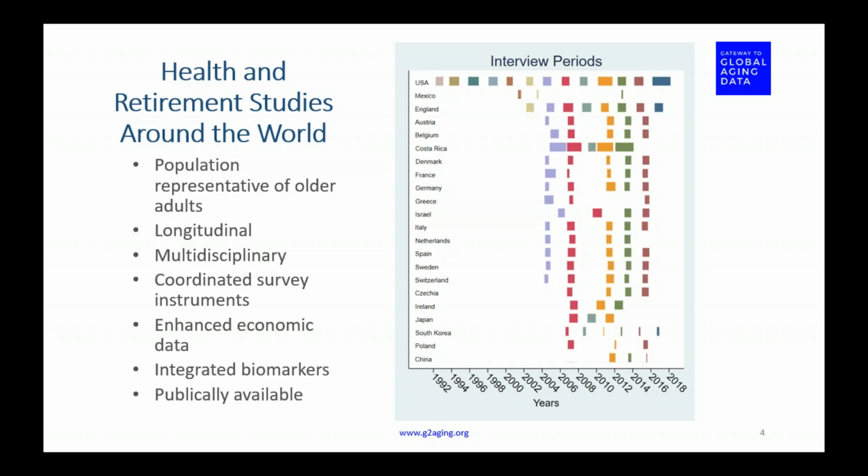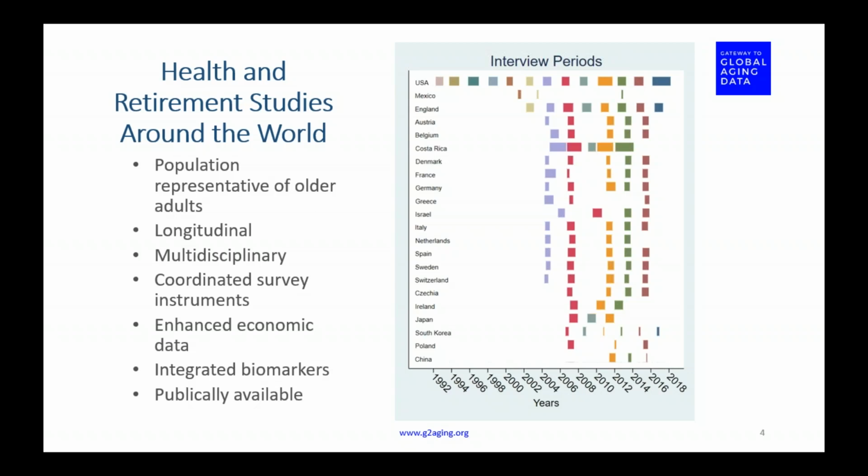They have enhanced economic data. So there's really high-quality income, wealth, and, for some studies, consumption data that can provide a lot of information about the resources available to individuals and to households. They have integrated biomarkers, so it's not just all survey data. They actually have a physical collection of biomarkers, and there are some physical tests also. We'll talk more about those things. And all of these data sets have publicly available data.